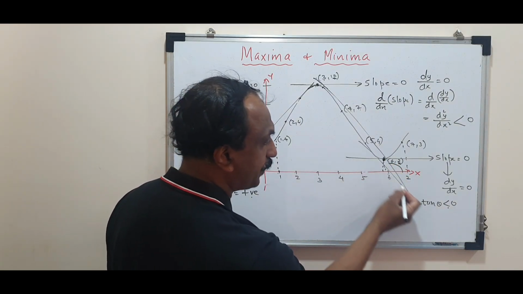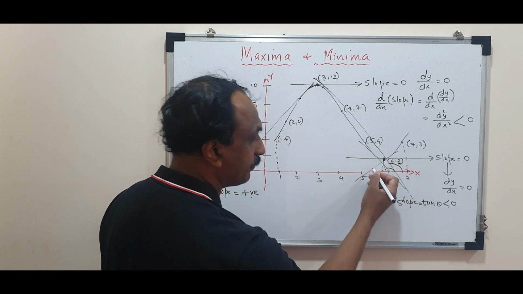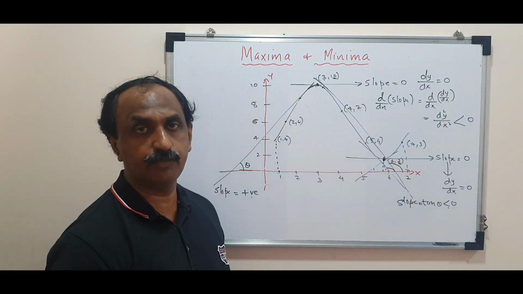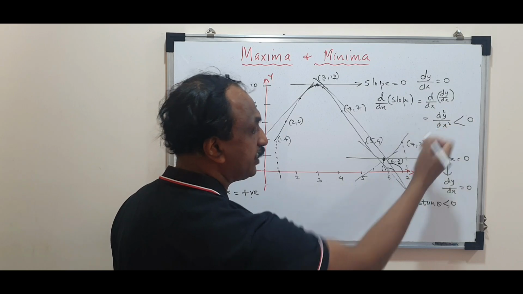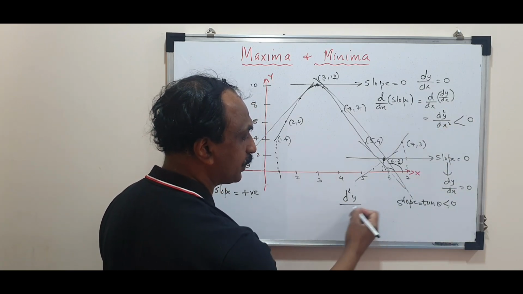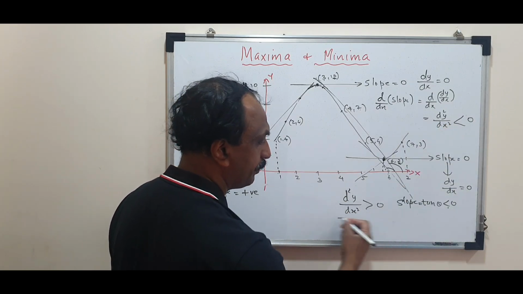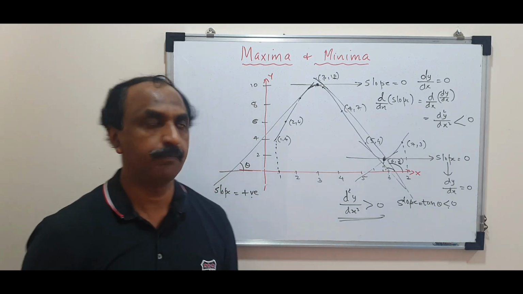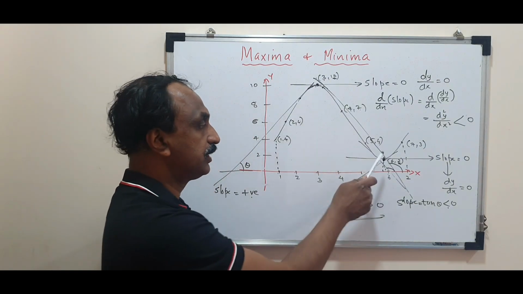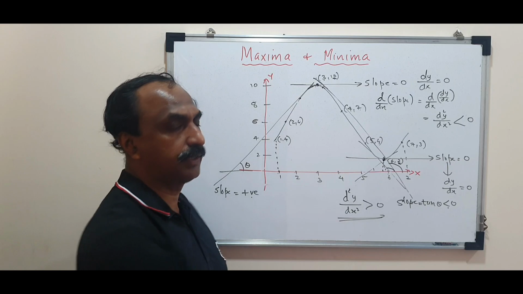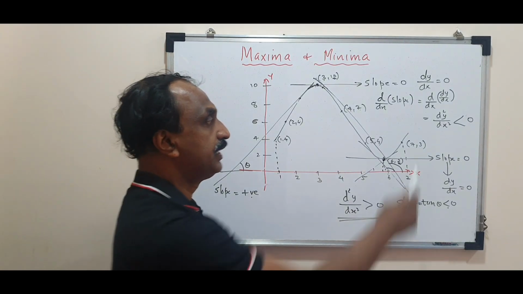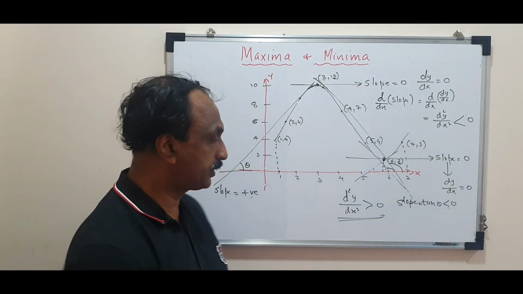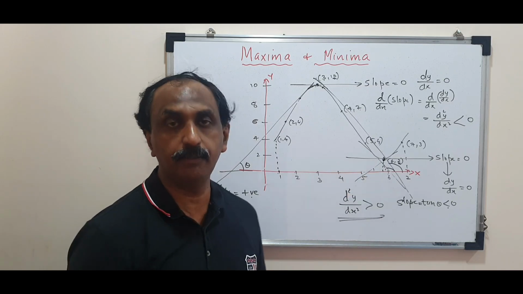The slope will change from negative to positive. So the rate of change of slope will be positive here. So the second derivative will be positive here. So these are the 2 points to remember. First point, the slope of the tangent or derivative at the maximum and minimum point will be 0. Second, the second derivative will be negative at the maximum point, and positive at the minimum point.